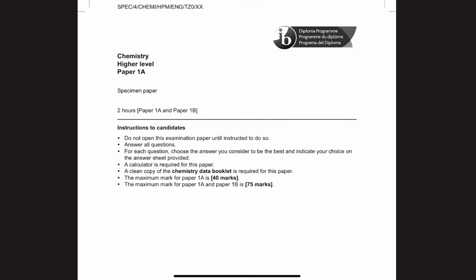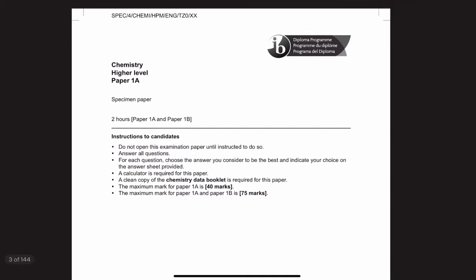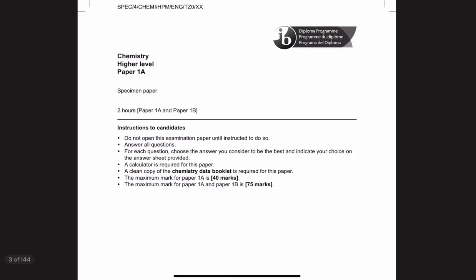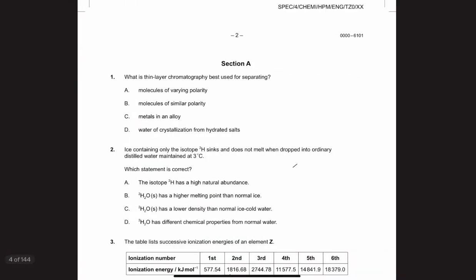Today we'll be going through the IB Chemistry Higher Level Paper 1A Specimen paper. This is the multiple choice paper for the IB Chemistry New Syllabus First Exams 2025. I have not looked at any of the questions yet, so I'll just be going through them, explaining my thought process with you, and hopefully helping you guys get an understanding on how to answer each and every one of these questions. So let's get right into it.